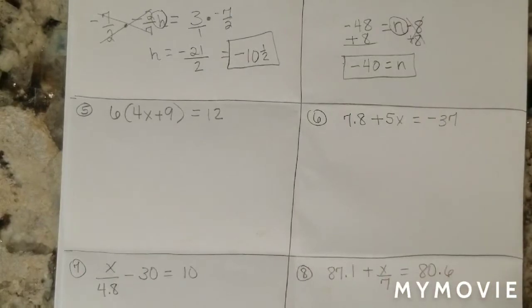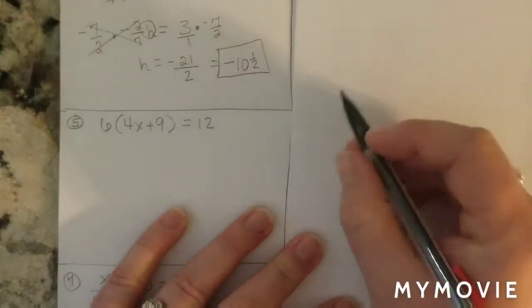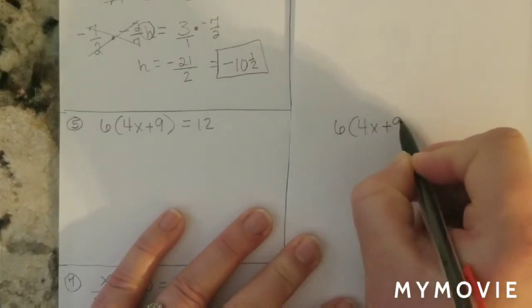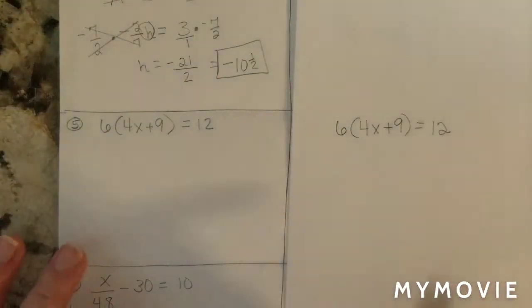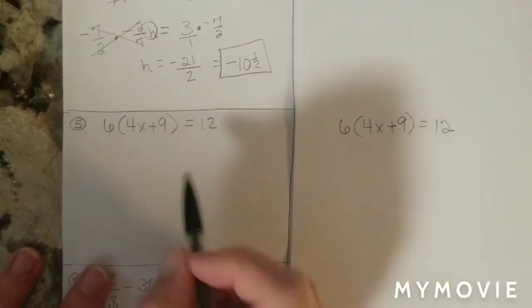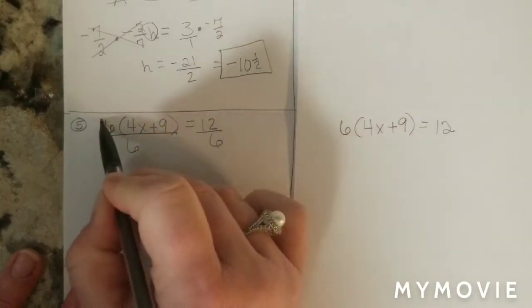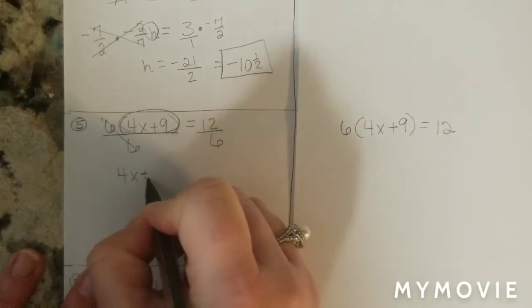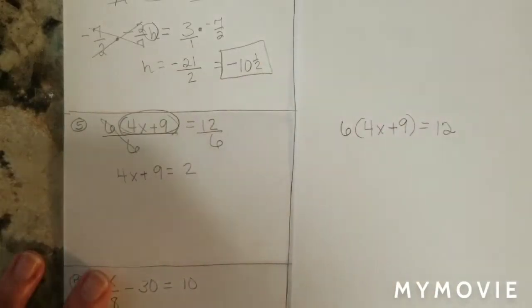Let me get another sheet of paper. I'm just going to put it side by side so we can see how we could work it both ways. Okay, right now that's being multiplied, so I can just divide both sides by 6. That would equal 1, and I would be left with 4x plus 9 is equal to 12 divided by 6 is 2. And then I could work from there.